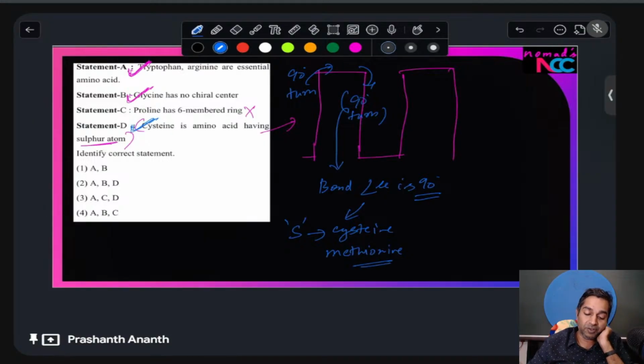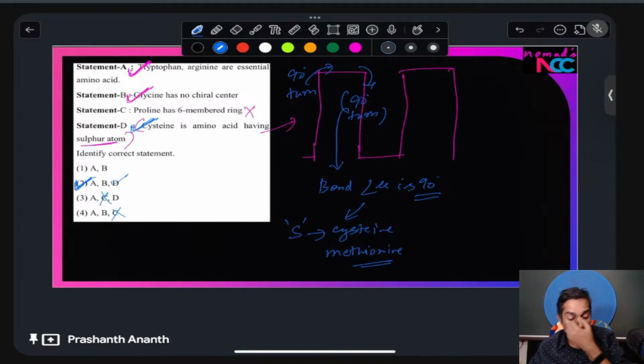Whereas option C is wrong. So we should be having C is wrong. D has to be correct. So answer is ABD. I'm not sure about option A here. That is the only option I'm not sure about, because tryptophan and arginine, I'm not 100% sure if they are essential. My gut feeling tells me they are essential because we eat them.